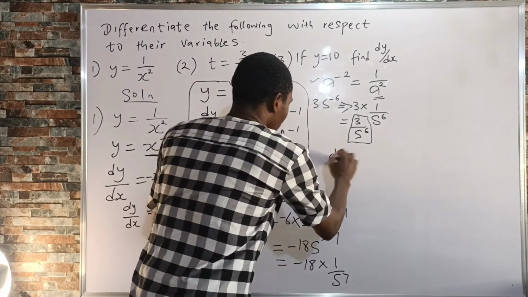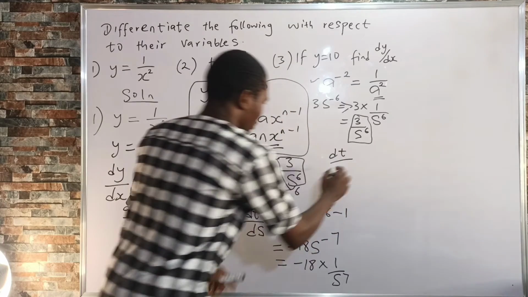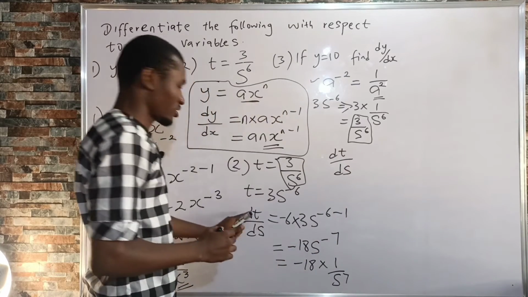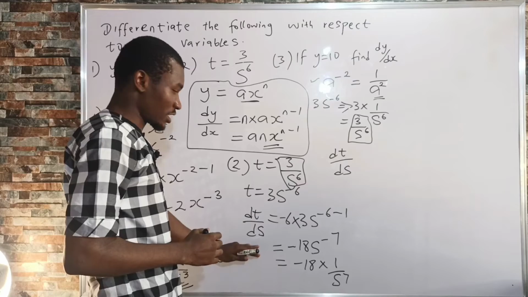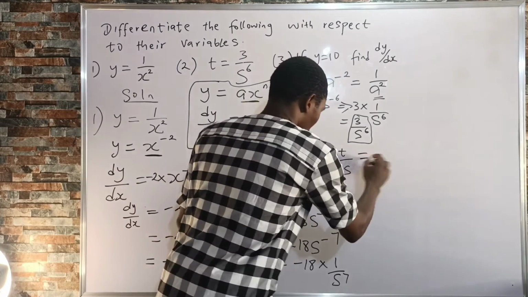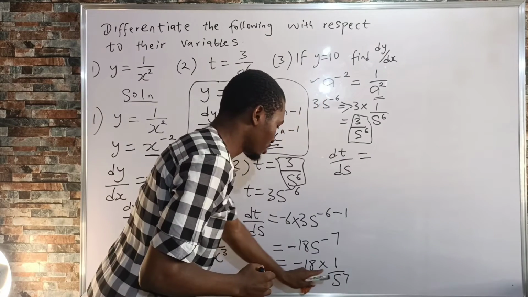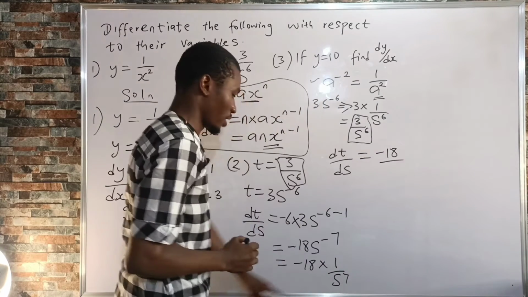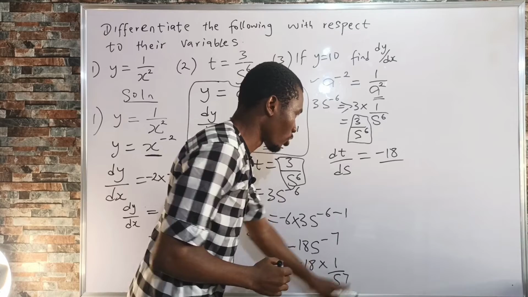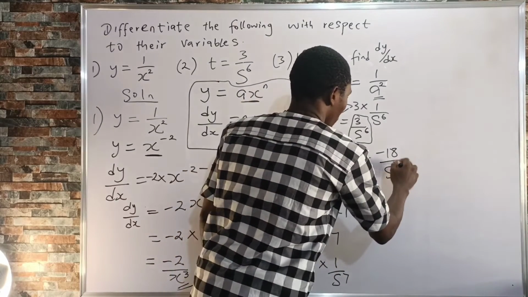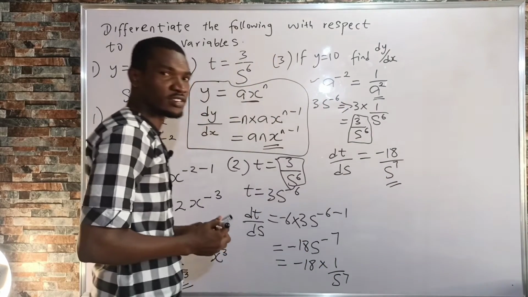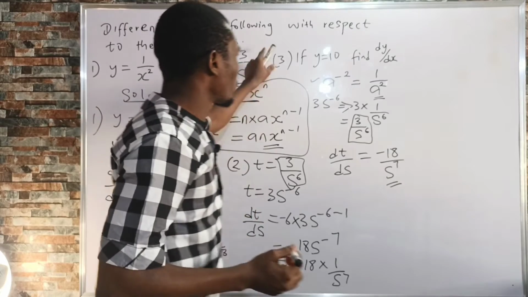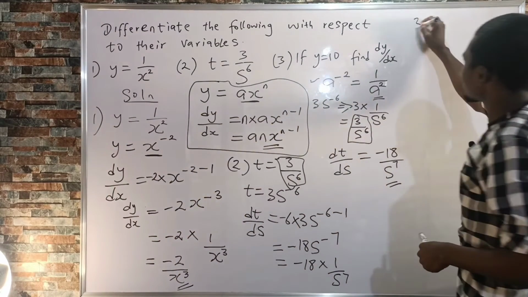Then our dt/ds, that is differentiating t with respect to s, which is our derivative, is equal to negative 18 multiplied by 1 will give us negative 18, and that is all over s raised to the power of 7. So here is our answer. Alright, let's take the last question, which is the third question.